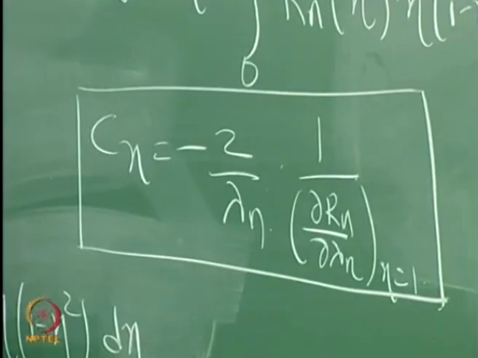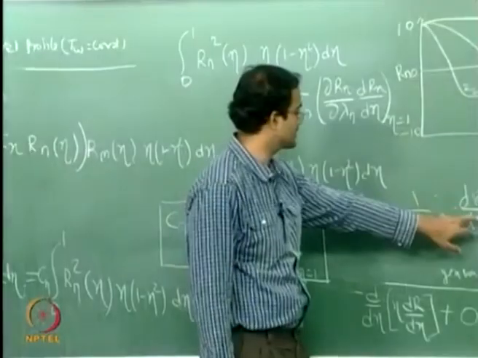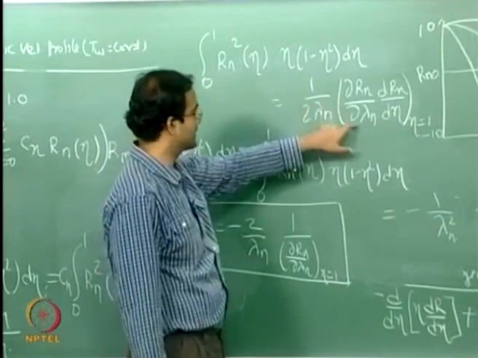Correct? Okay, so this and this cancel off, you have minus 2 by lambda n and this in the denominator.